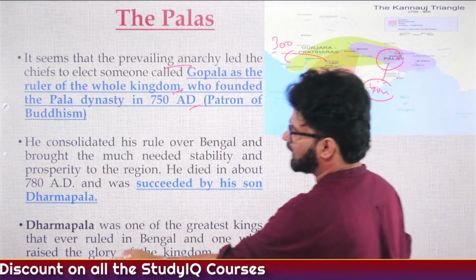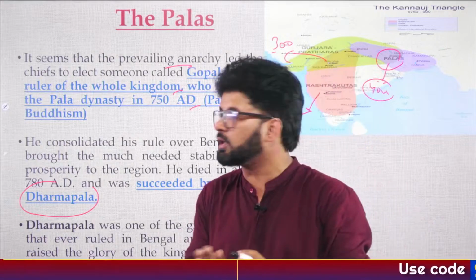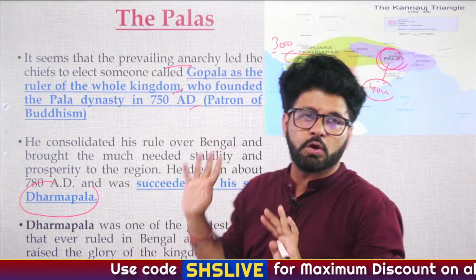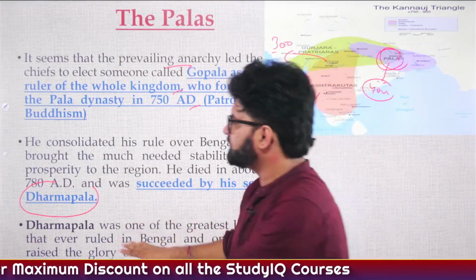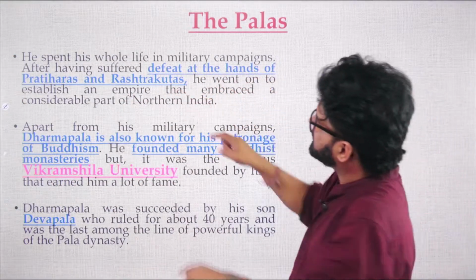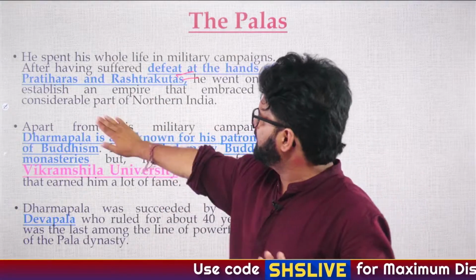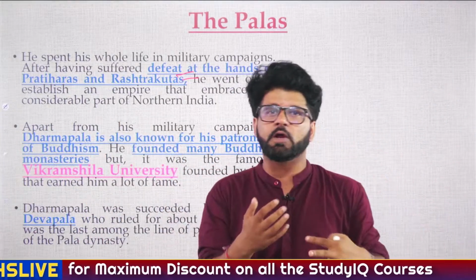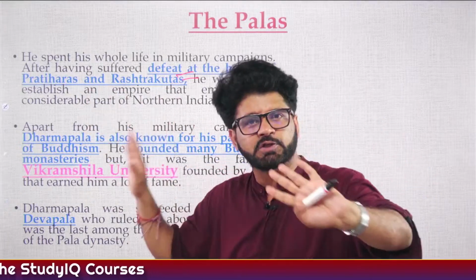Just don't forget Dharmpala. Even though he faced defeats from Gujara Pratihara and Rashtrakutas, he is very famous because he consolidated his area around the Nalanda region and around the current Bihar-Bengal region, and he also gave patronage to Vikramshila University. That's why Dharmpala is very important. He spent his whole life in military campaigns. As we have discussed, he suffered defeat. They can give you the statement that Dharmpala defeated Pratiharas and Rashtrakutas repeatedly. That is actually wrong. You may feel like, oh my God, Dharmpala is so awesome. He is awesome. But the reality is he faced defeat at the hands of Pratiharas and Rashtrakutas.